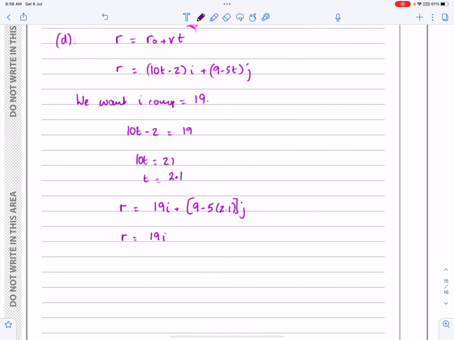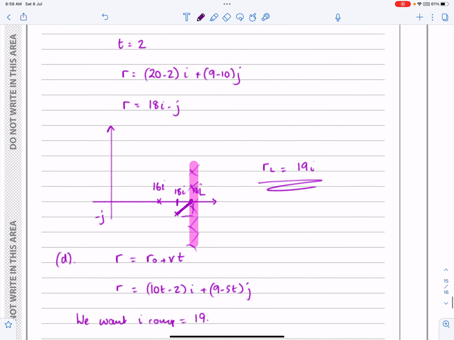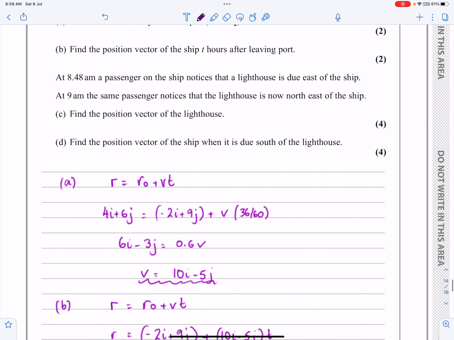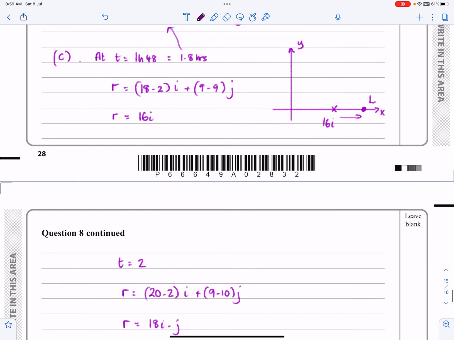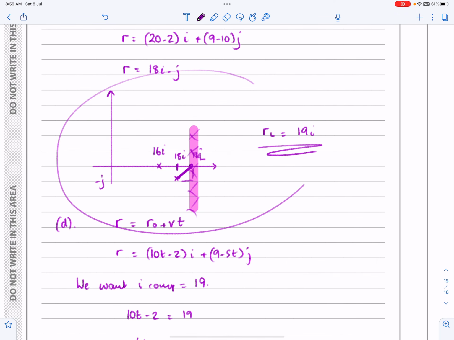So that's 19i minus 1.5j, and then that's the answer to where the position vector is when it's due south of the lighthouse. So just a quick reminder that all of that part there really did come from a relatively accurate sketch and a sort of understanding of what we're doing. Okay, difficult question, but hopefully that will make sense for you.